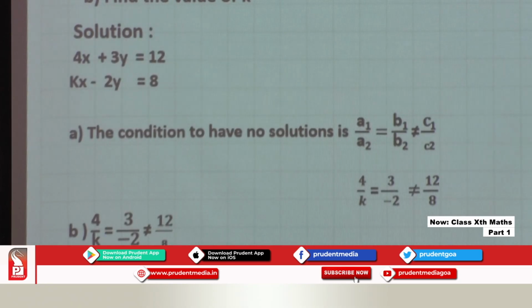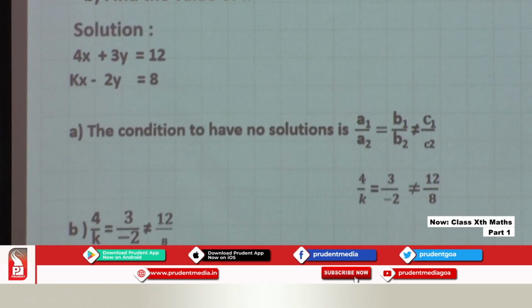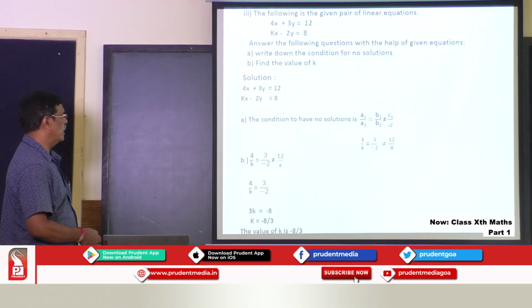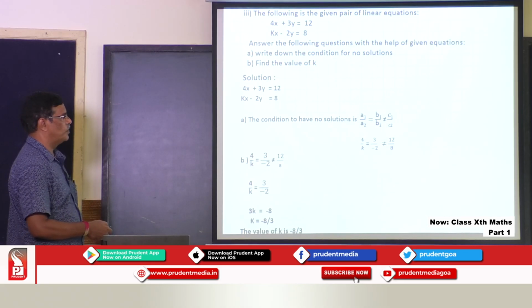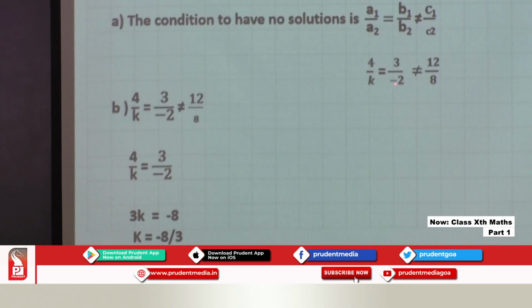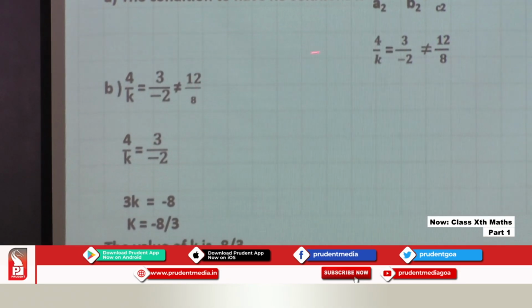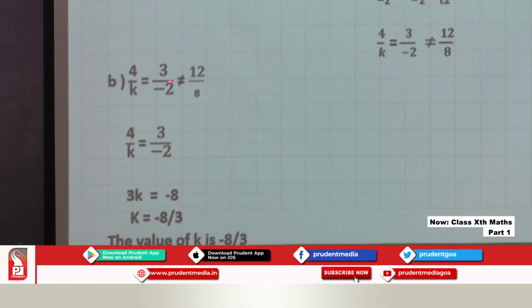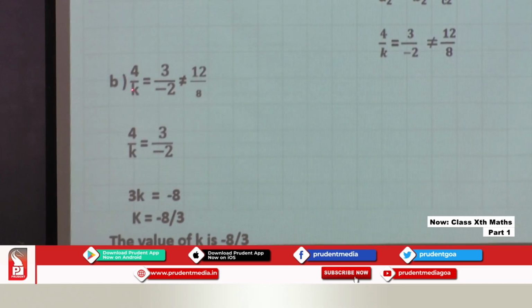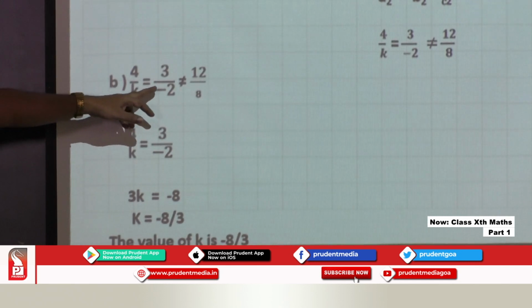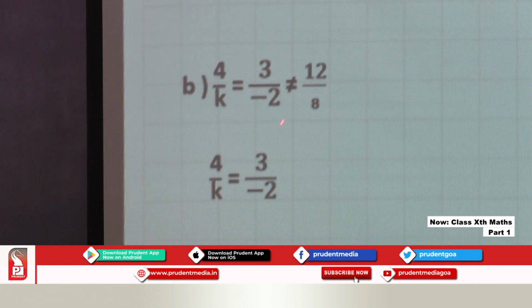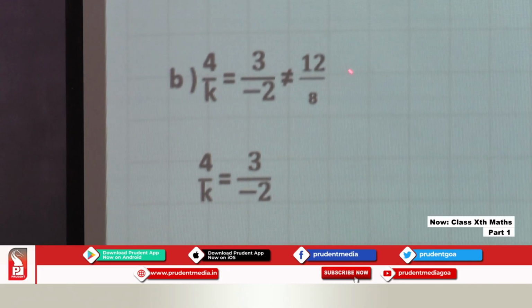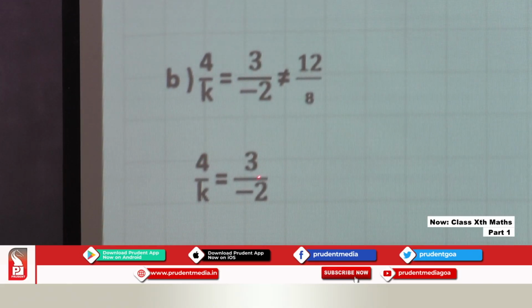Now to find the value of k, we go for the b part. For the b part, we repeat this part now. 4 upon k is equal to 3 upon minus 2 not equal to 12 upon 8. Now out of this, k is here. Since k is here, I will take the first and second term only. The third part is not important for me at all. So I am taking the first and second part.